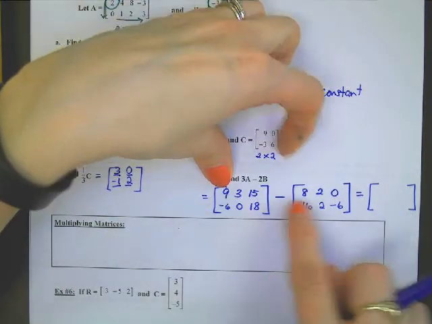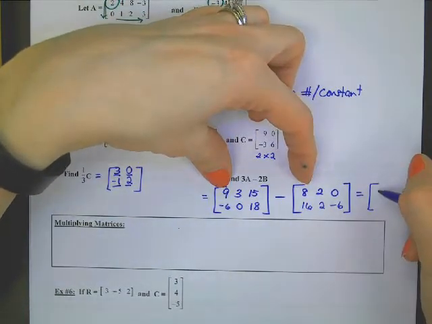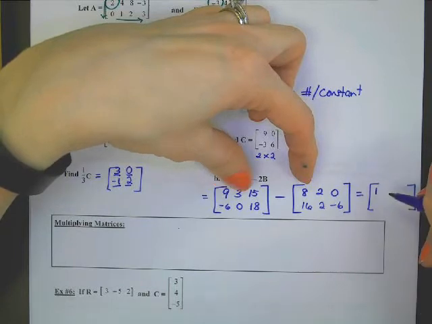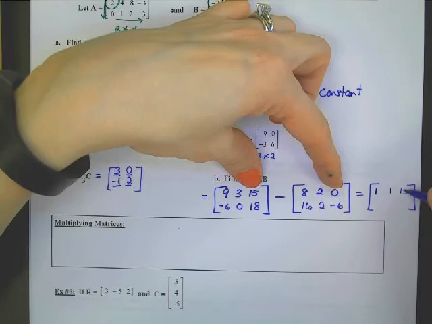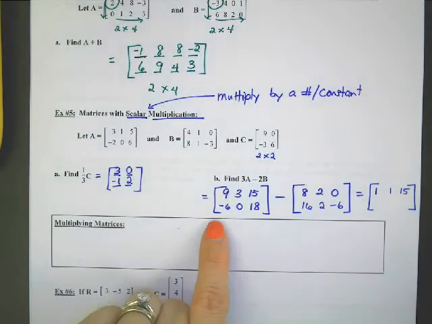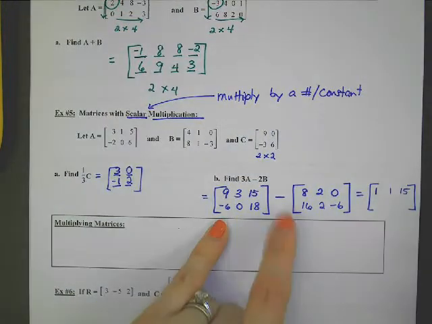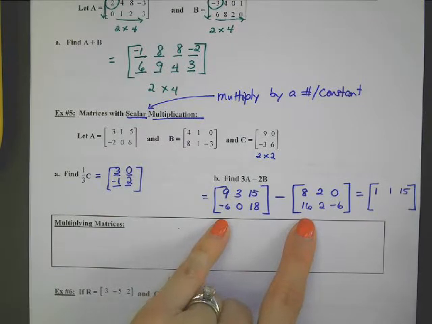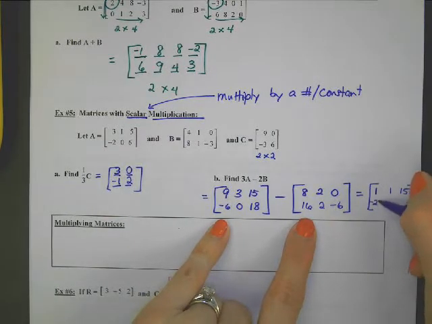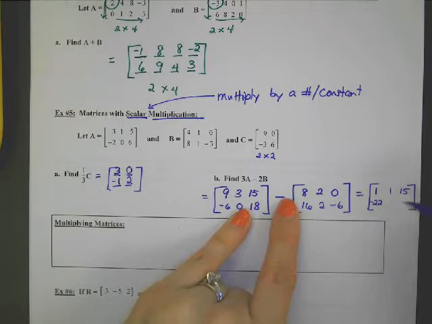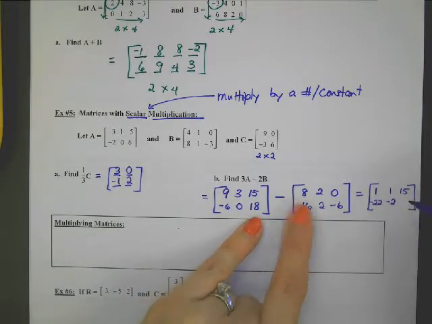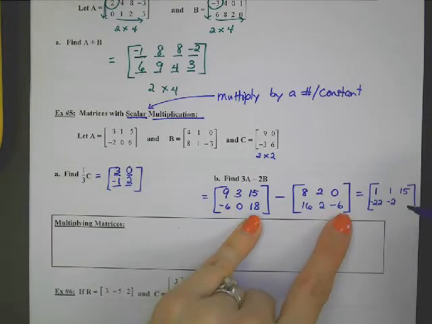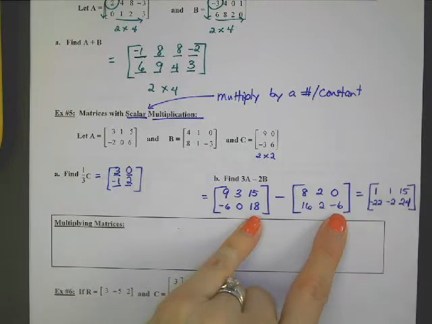We have to do 9 minus 8 to make the top left corner answer of 1. 3 minus 2 makes 1. 15 minus 0 makes a 15. Now let's do the bottom row. Negative 6 minus 16, negative 22. 0 minus 2, negative 2. 18 minus negative 6, minus makes plus. That's going to make an entry of 24.